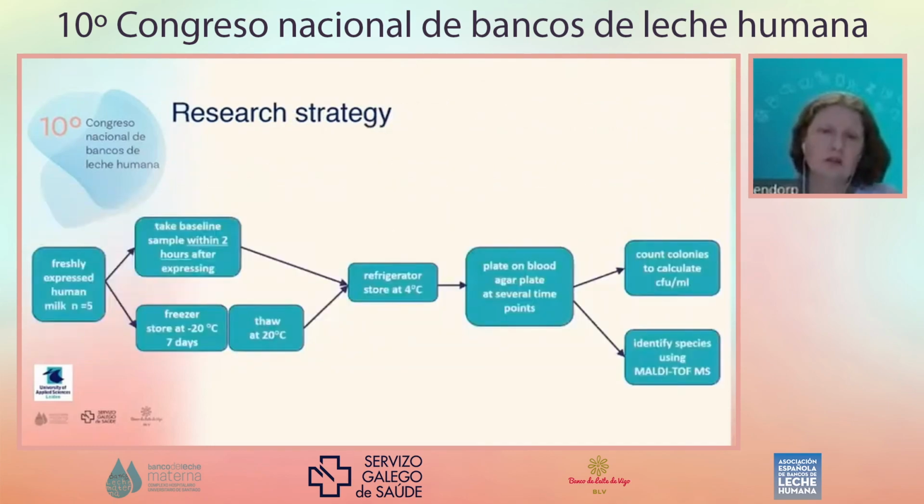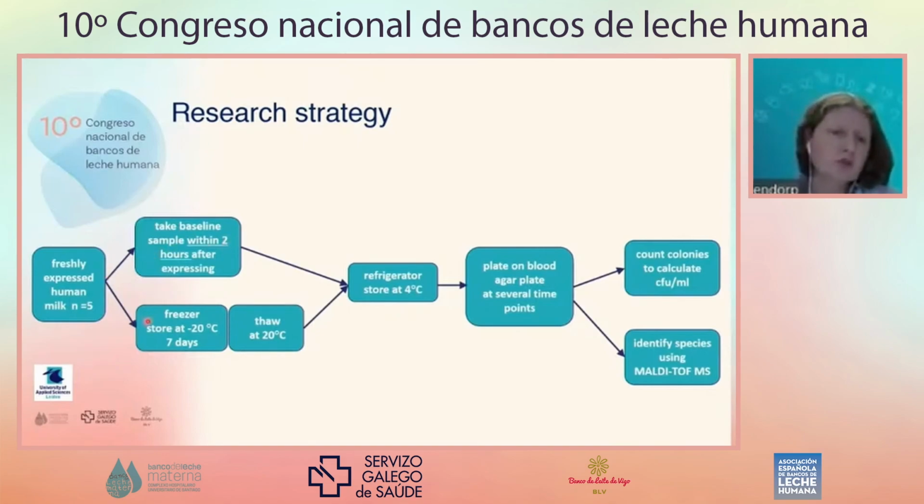So this is the research strategy that I used: we asked healthy volunteers, usually women who work at our university or in a neighboring office, to express milk. And the students take a sample and put it on a plate as soon as possible. Here it says 2 hours, but at the moment my students are also doing that, and sometimes they manage to do it within half an hour of expressing the milk.